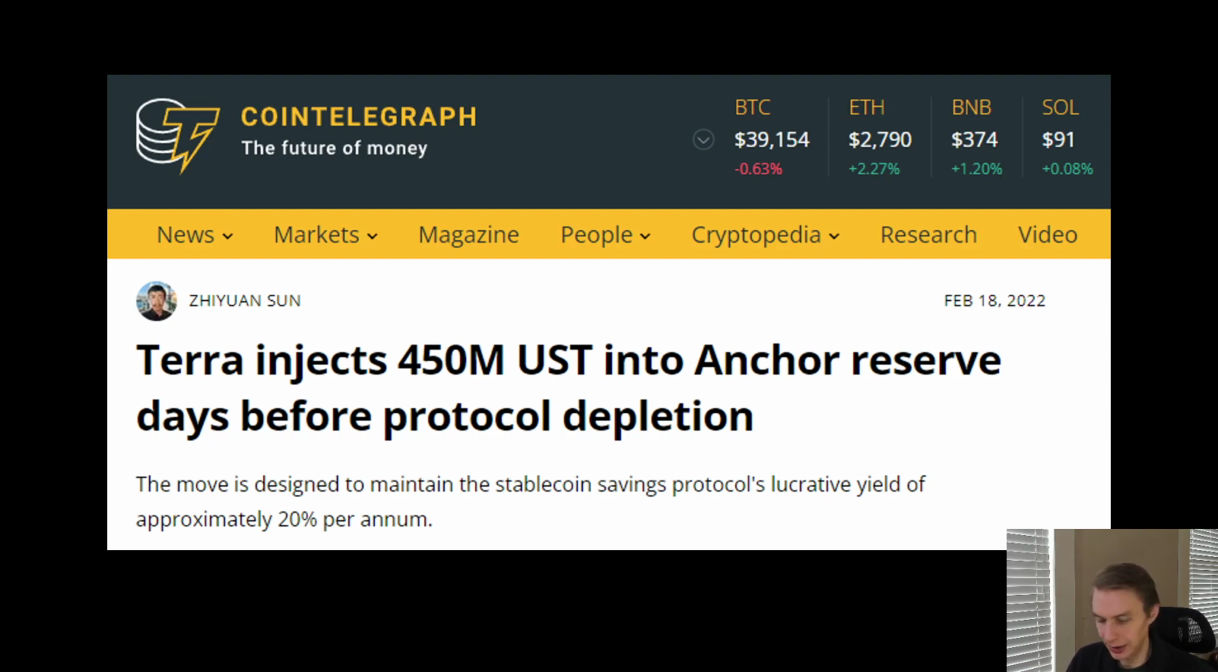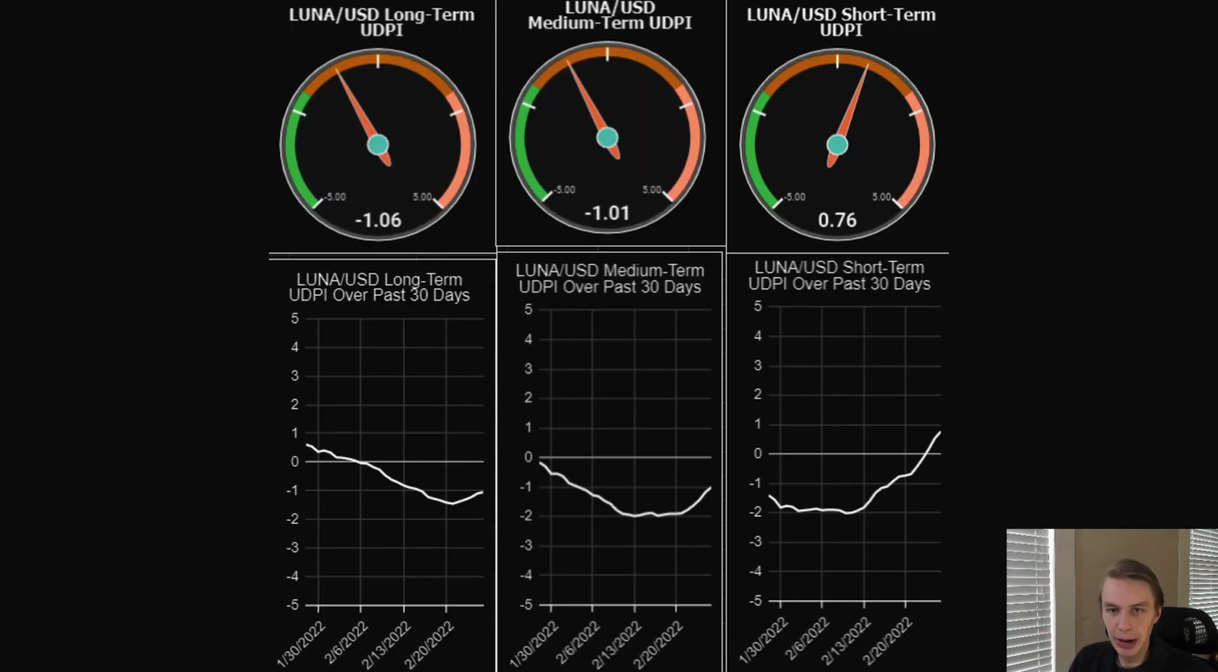So just to wrap up, I did want to show the current UDPI levels for Luna. The long-term UDPI is at negative 1.06, medium-term negative 1.0, and short-term is a little bit above 0. So long and short-term are telling a similar story. In the coming weeks to months, more upside and downside potential seems realistic. And in the short-term, a little bit more undecided, potentially getting more toward an overheated zone.